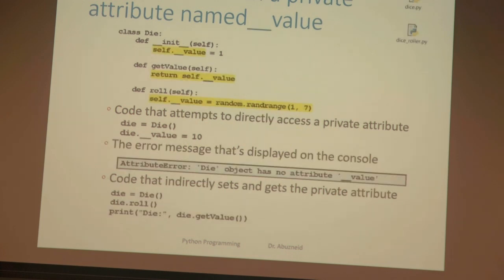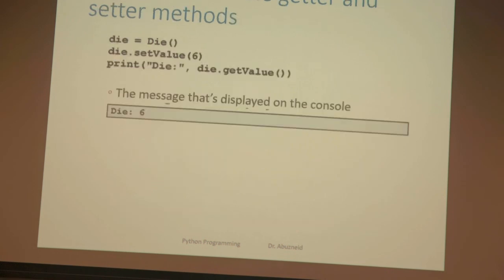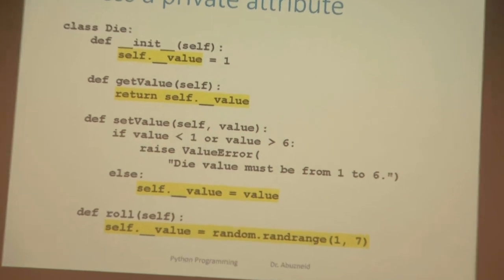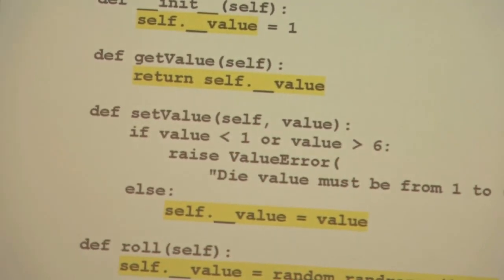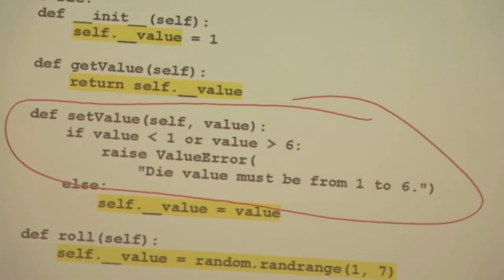Set value here. Okay, look in here at the set value. So let's go in here. So look at the set value in here, what we did in here. So set value: if the value is less than 1 or greater than 6, raise exception error.